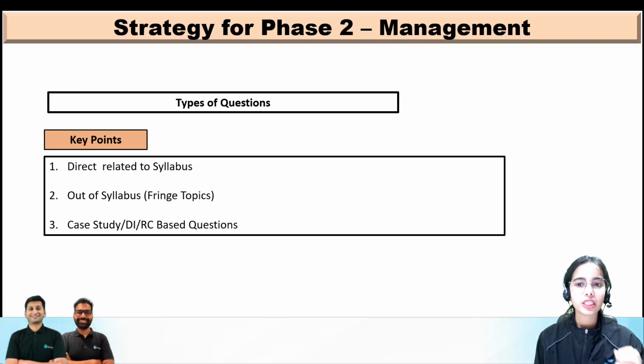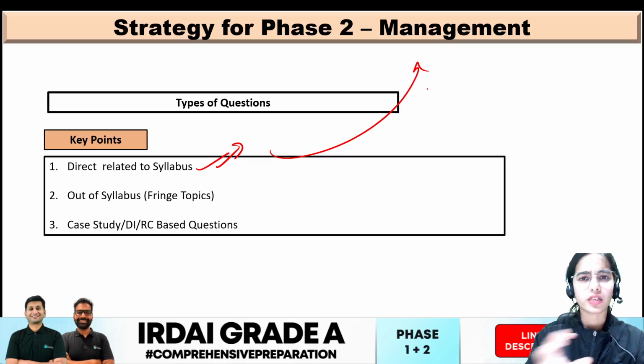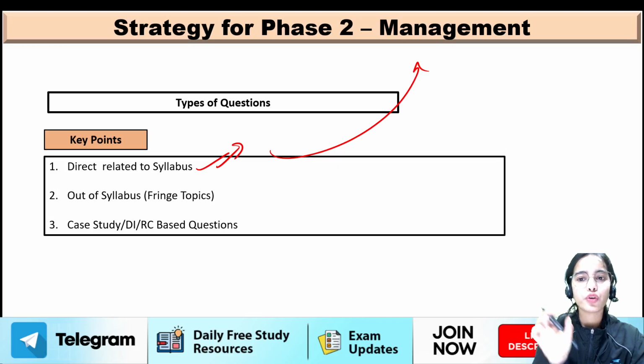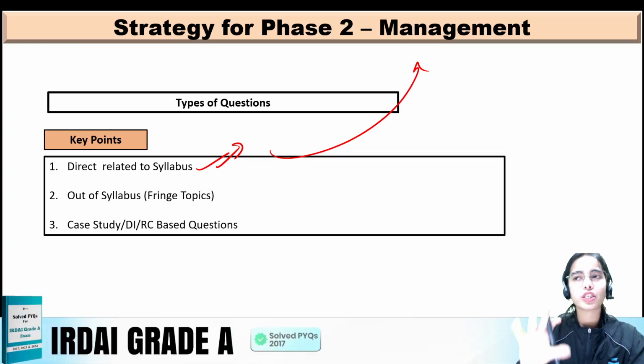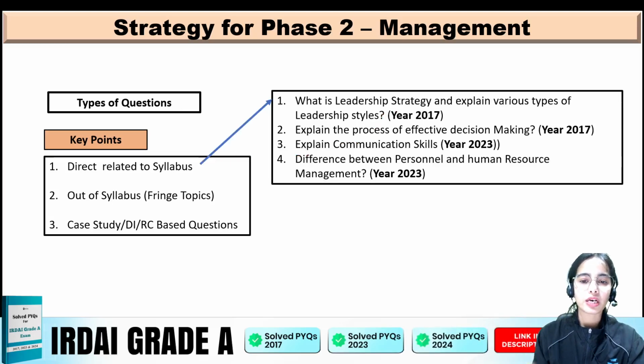Now in the management section also there were direct questions related to your syllabus, direct one liner questions, easy questions. If you have understood the syllabus, if you have covered the syllabus, if you have got the concept clarity, you will be able to answer these kind of direct questions from your syllabus.